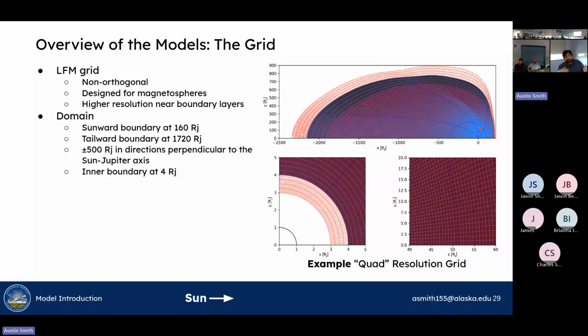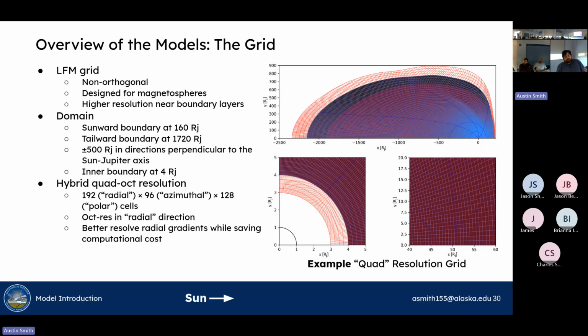The domain that I'm actually using is quite large, especially when you consider Earth. The sunward boundary is at 160 RJ, the tailward boundary is over 1700 RJ down the tail, and plus or minus 500 RJ in the direction perpendicular to the Jupiter-Sun axis. The inner boundary is also set at 4 RJ. For example, Io, the innermost major Galilean moon of Jupiter, orbits at about 5 RJ.